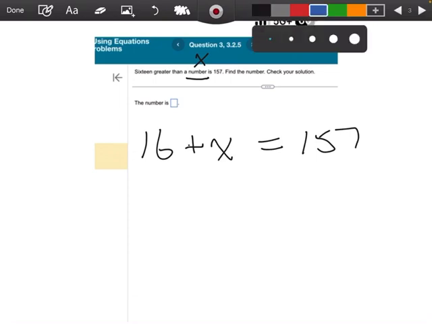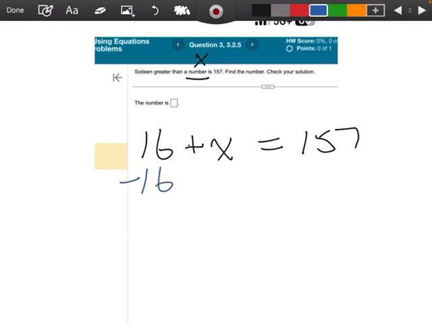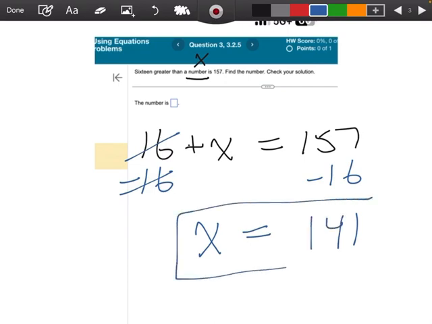So look, y'all, let me subtract 16 on both sides, okay? So those will go away. Here's my X, right? And then 157 minus 16, let's see, 7 minus 6 is 1, 5 minus 1 is 4, and then bring down the other 1. And I end up with 141. And that would be the answer that I'm writing in there, okay?